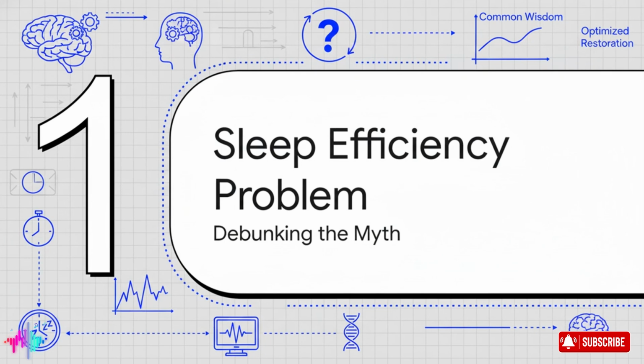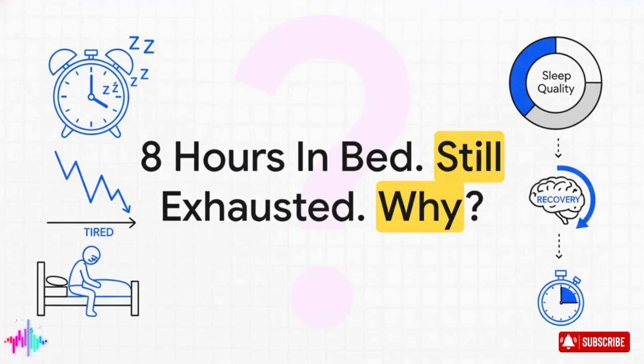Okay, first things first. We have to correctly identify the variable we're trying to solve for. Because, let's be honest, the common wisdom out there is fundamentally flawed. So here's the core paradox, the one so many of us face. You do everything right, you allocate the standard 8 hours, but you still wake up feeling foggy, under-recovered. Why? The conclusion is unavoidable. Time in bed is simply the wrong metric. We have been tracking the wrong variable.